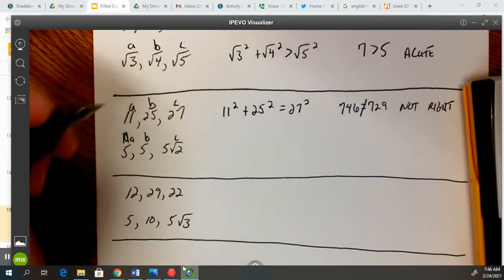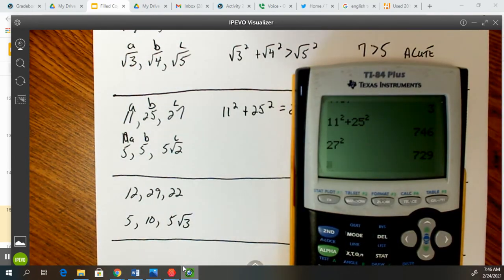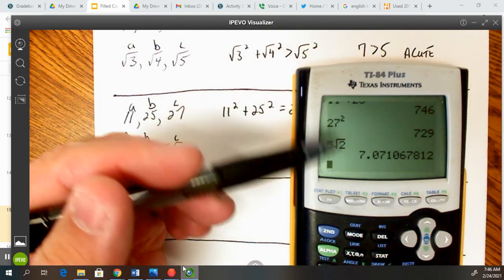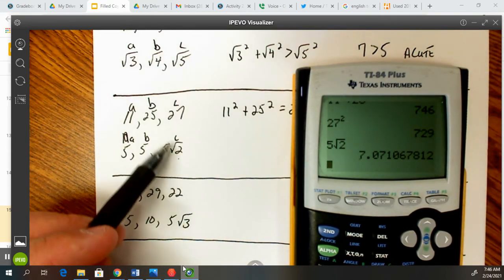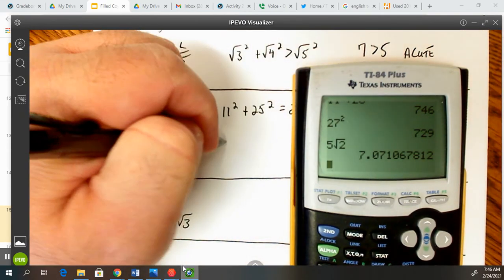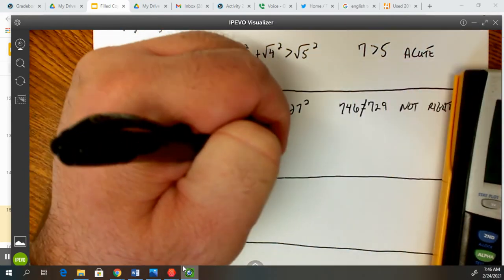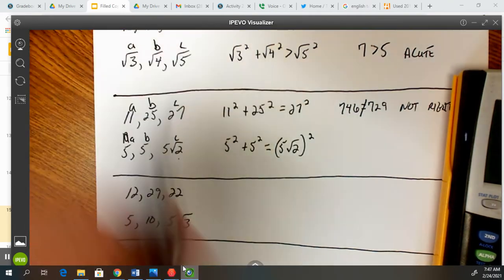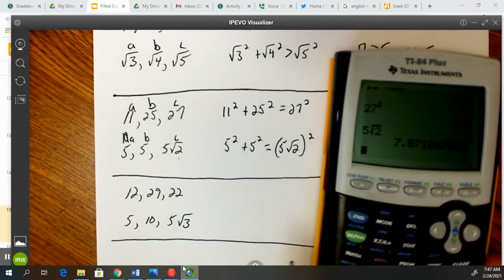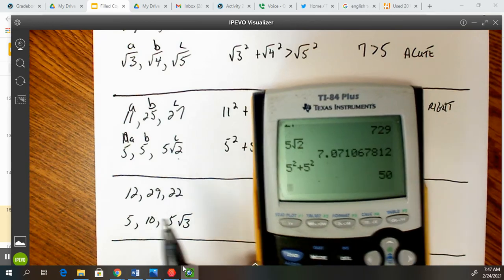Again, A, B, and C. Sometimes these won't be in order, but if you want to know, if you just put in 5 square root of 2, you just plug it in, you see that it's really 7.07, so that's the longest side, so that's why that's going to be C. But 5 squared plus 5 squared, does that equal 5 square root of 2 squared? So let's do 5 squared plus 5 squared first. I get 50.